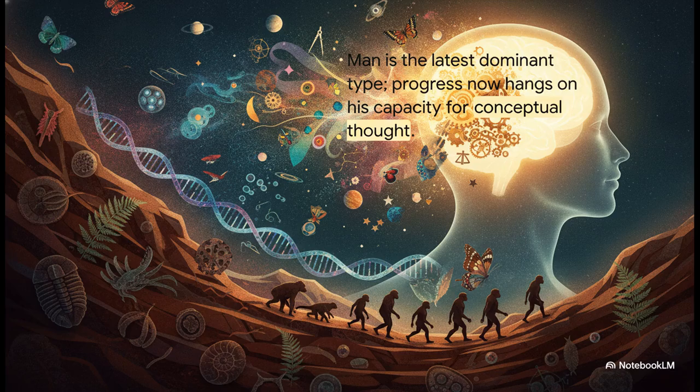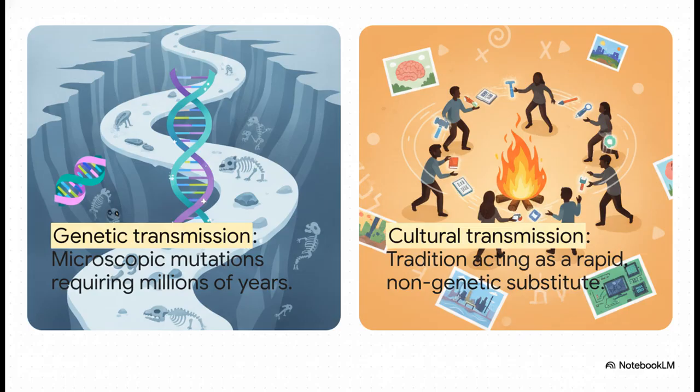For humanity, evolution has shifted almost entirely away from slow genetic changes. The major biological innovations, they're largely behind us. We are the latest dominant type on Earth, sure, but our ongoing progress no longer relies on waiting around for a lucky genetic mutation. It hangs entirely on our minds, on our capacity for conceptual thought. Our tradition and culture provide this incredibly fast, flexible substitute for the agonizingly slow genetic changes we see in the rest of nature. While other animals literally have to wait hundreds of thousands of years for mutation to give them thicker fur for the cold, humans can just invent a coat or build a fire.